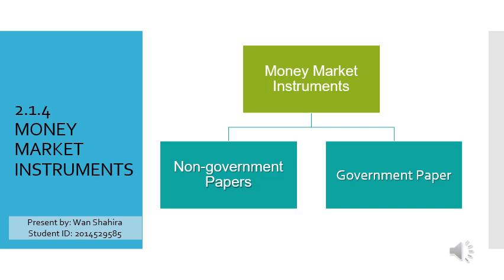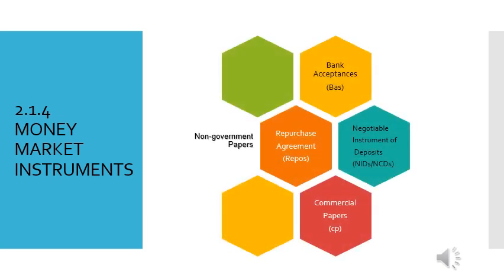The next topic is 2.1.4, the classification of financial market instruments. The money market instruments are divided into two types. They are non-government papers and government papers. In non-government papers, there are four instruments involved. They are bank acceptance, repurchase agreement, negotiable instrument of deposits, and commercial papers.